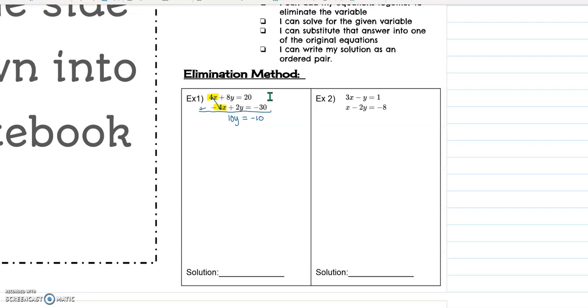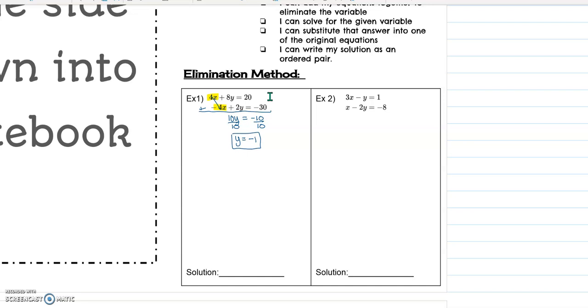So let's solve for y. I can divide by 10 on both sides. So y is equal to negative 1. So we found our first variable, y equals negative 1. We can now substitute that back into any of the y's in any of your original equations.